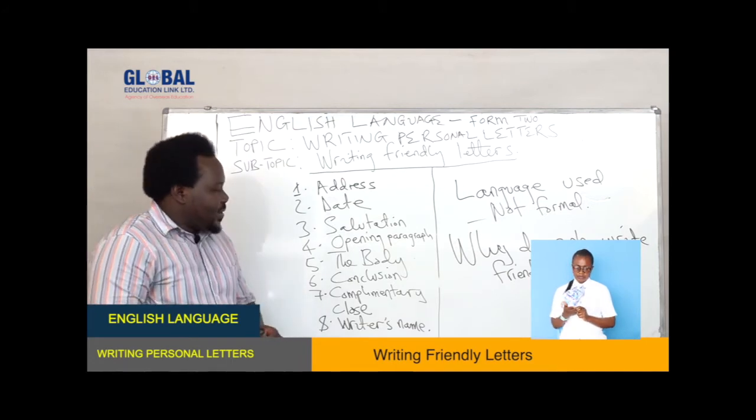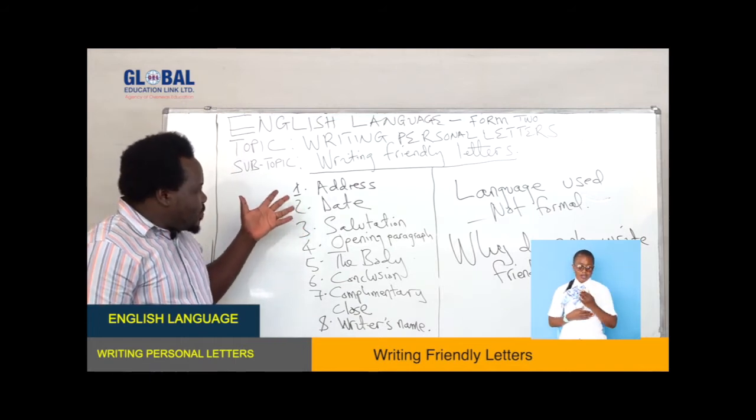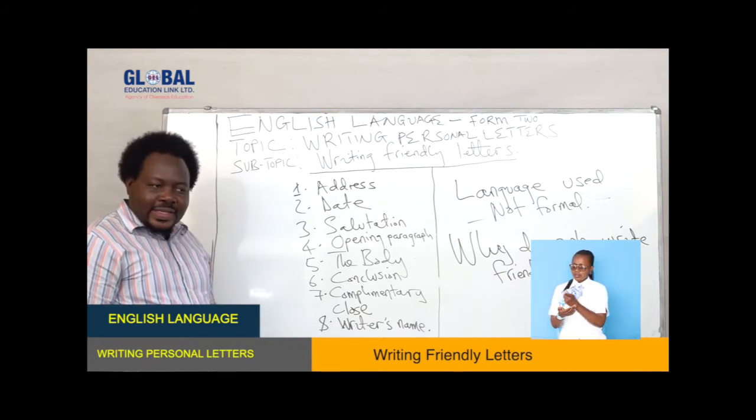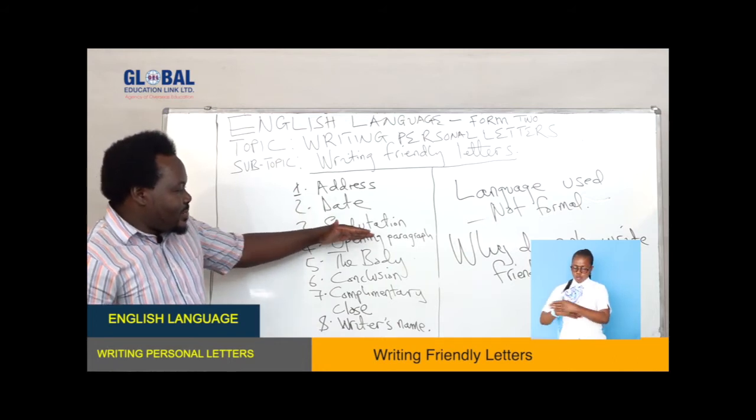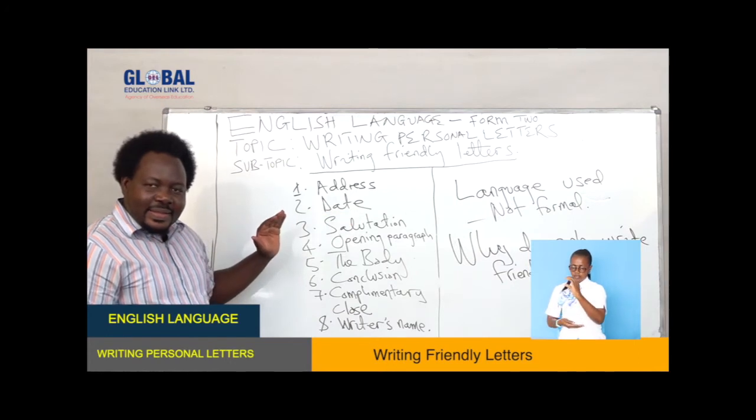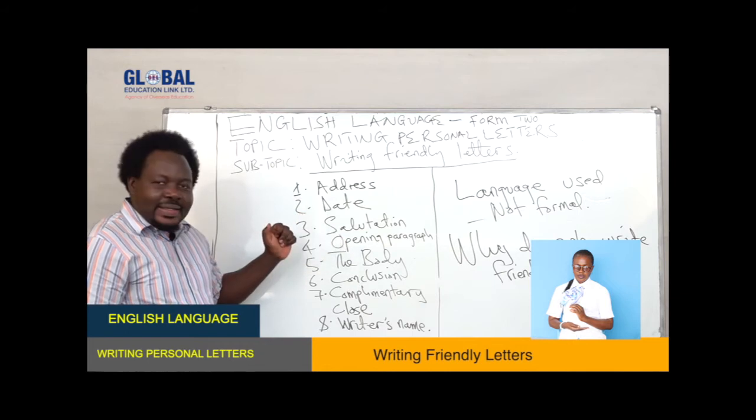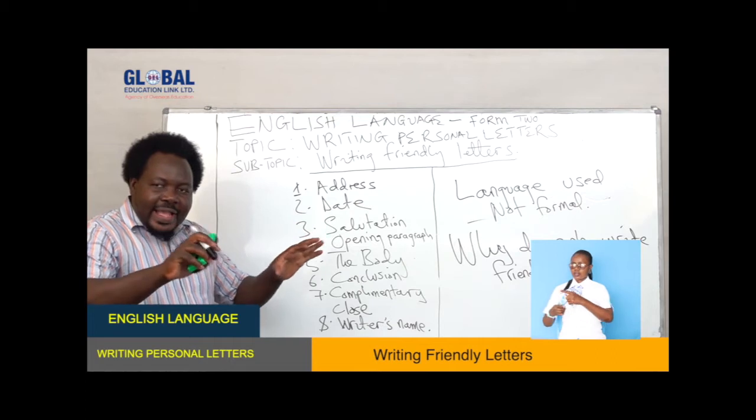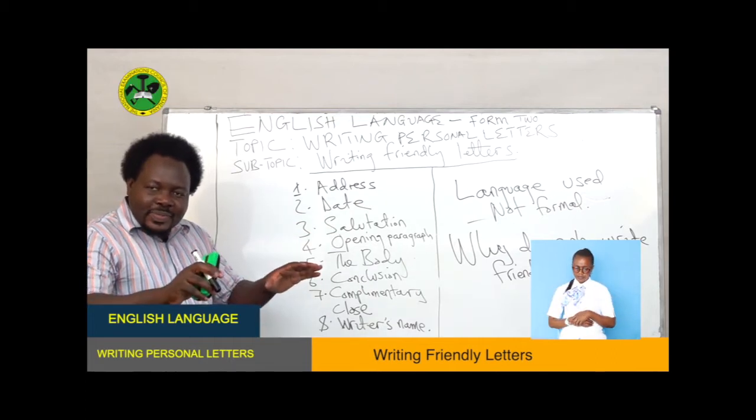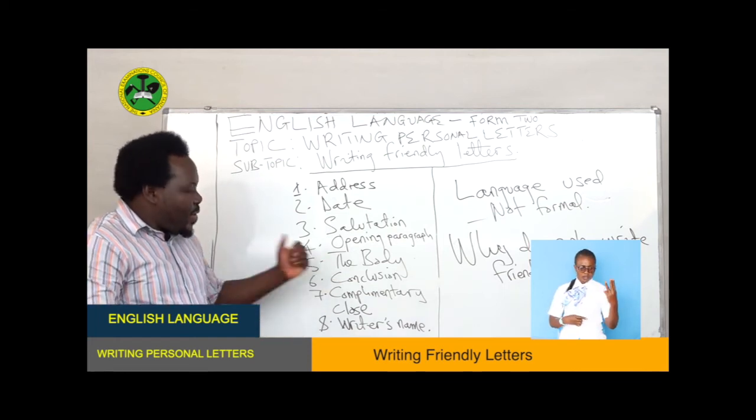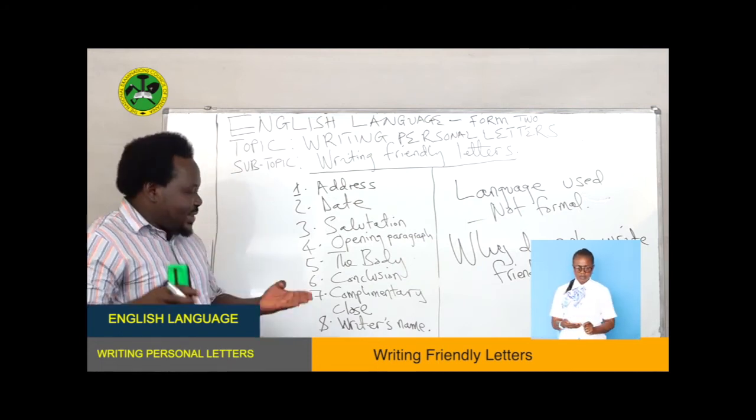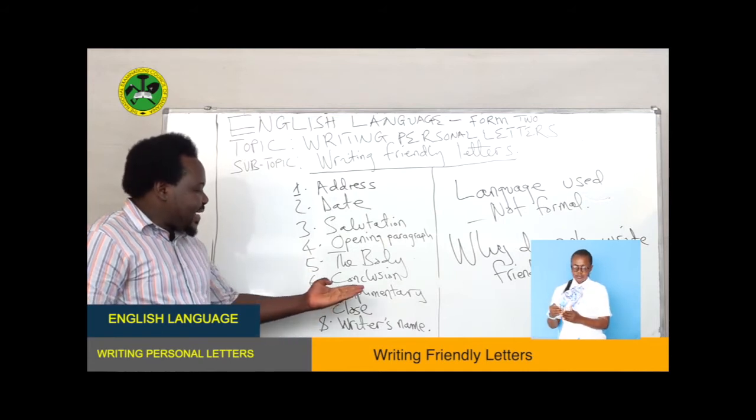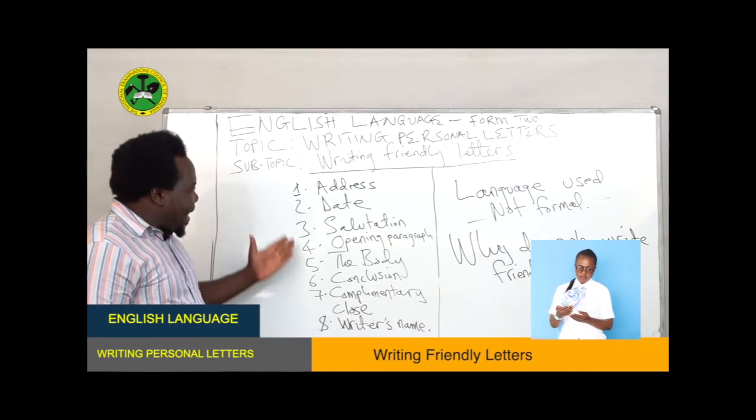My dear students, look at these. These are important parts, important components when writing a friendly letter. First is address, date, salutation, opening paragraph. Others call it extended greetings, a part where greetings are extended. Apart from salutation, the body, where a person writes, is the target, where you can see the reason for writing a letter. Then, conclusion, complementary clause, writer's name. So these are 8 important parts.